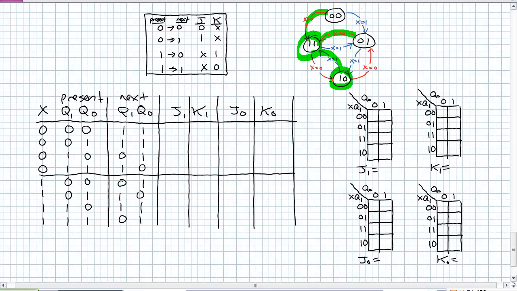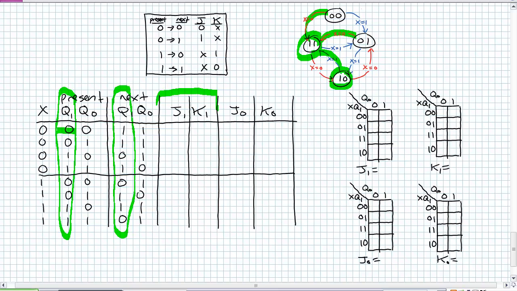All right, now what do we do? We divide these things up to each stage's inputs. J1, K1, it is looking at that one's present state and it's transitioning to this next state. So it was a 0, it goes to a 1. Where are we? Right there. So what we do is just fill out these columns. 1, don't care.